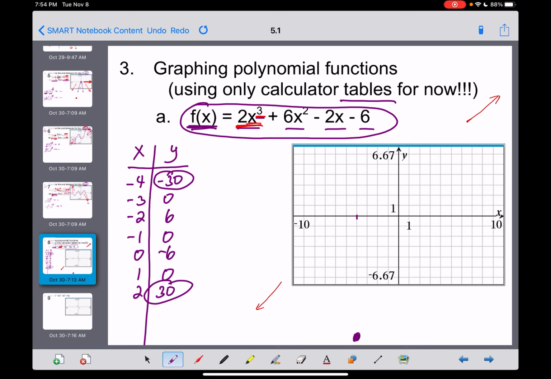Negative 3, 0 would be right here. Negative 2, positive 6 would be up here. Negative 1, 0 would be right there. Got it. We've got 0, negative 6 right down here, and then 1, 0, and then 2, 30. Well, again, here's 2. 30 would be way the heck up here, positive somewhere.